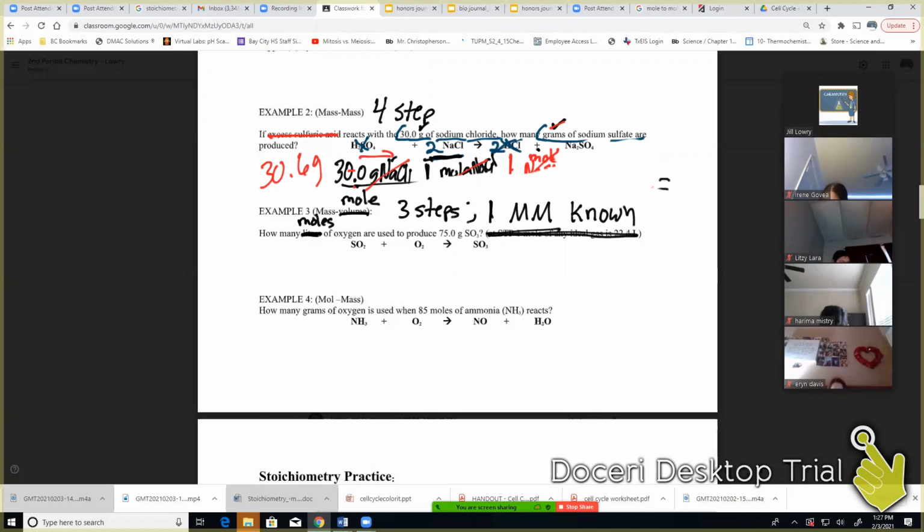That's all about gas. So I do need to balance it, which is a 2 here and a 2 here. And then I think we're ready to go. 3 steps, so I know it's going to be a little bit shorter. Everything starts the same. I start with my given. How many moles of oxygen, so that's my unknown, are used to produce 75 grams of sulfur trioxide. So I'm not worried about sulfur dioxide. So my given is 75 grams of sulfur trioxide. And my unknown is moles of oxygen.